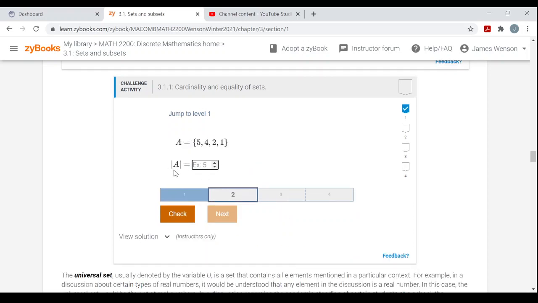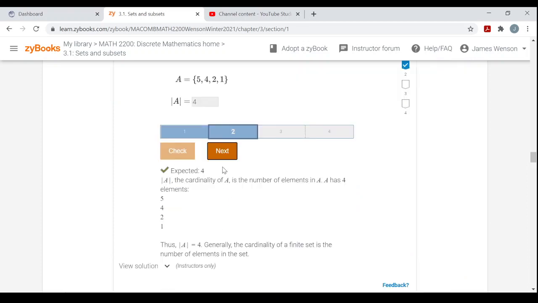All right, what's the cardinality of A? Remember, this is how many elements are in the set. There's 1, 2, 3, 4. There are 4 elements in that set. Very simple.